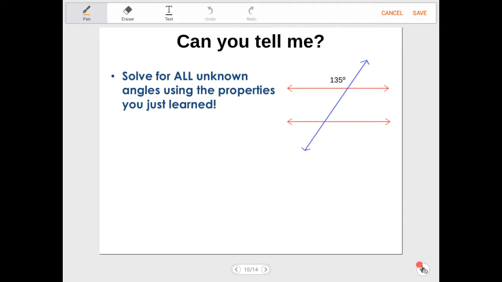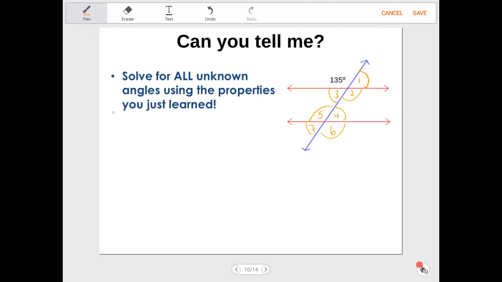Okay, so it says here, solve for all unknown angles using the properties. Oh my goodness, where do you start here? You have so much. If you remember from a couple slides ago, there are 8 angles here that we don't know. So I'm going to label the ones that we don't know: 1, 2, 3, 4, 5, 6, 7. There's not 8 because we already know one of them. So we're going to use the properties here to figure these out.